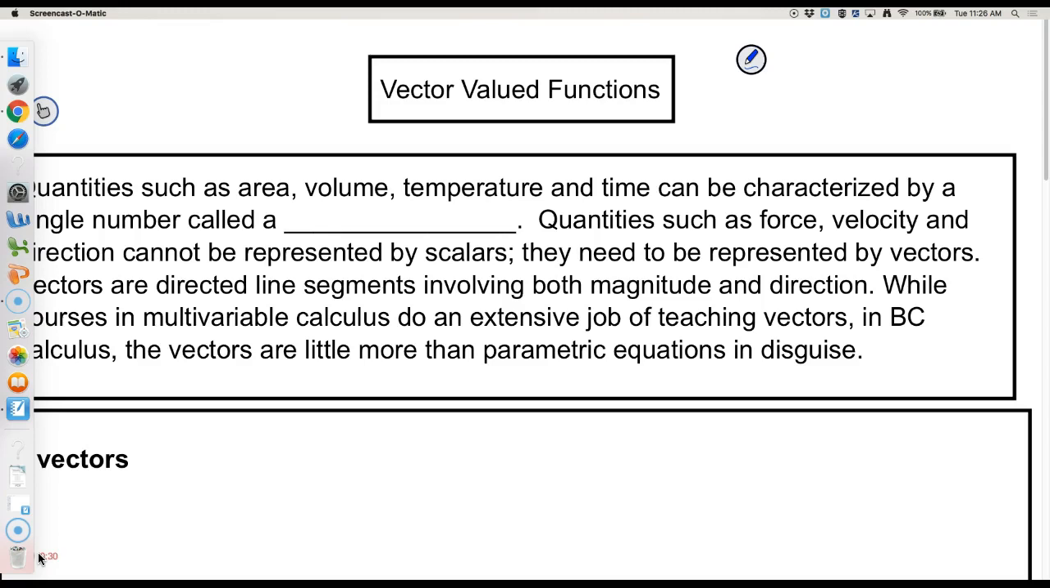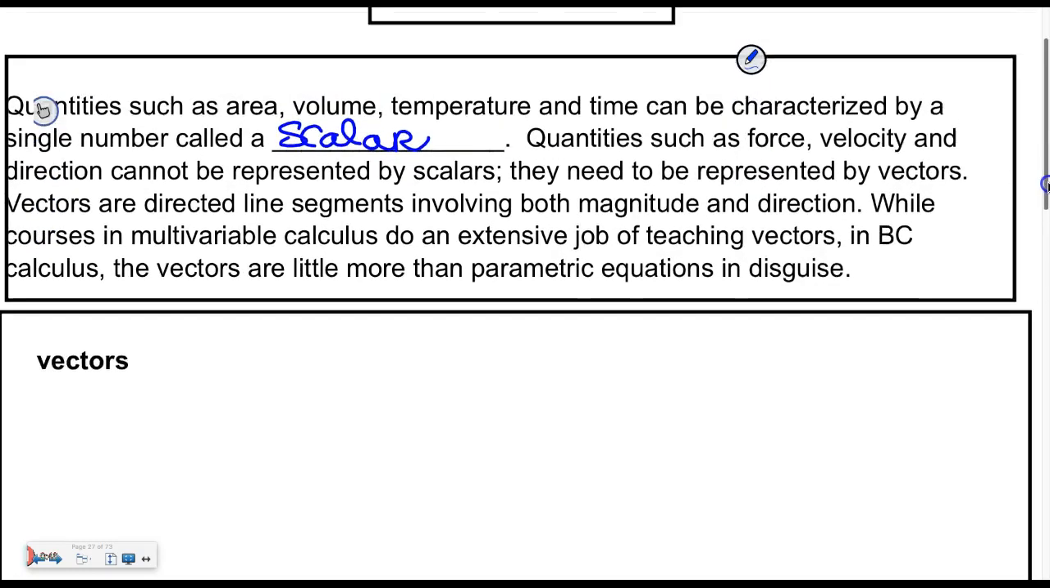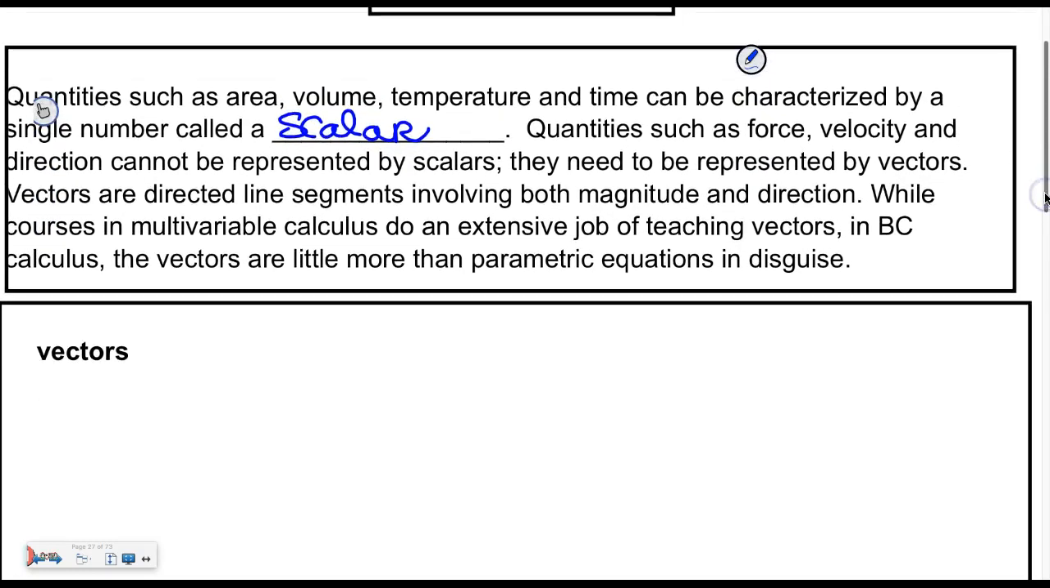parametric. So quantities like area, volume, temperature, time can be represented with one number that we call a scalar. But when you get more into the physics realm, where you have force, velocity, and that kind of stuff, they need to be represented with vectors. The good part about it is vectors have a lot to them, but you don't learn the majority of the vector stuff until Calc 3.